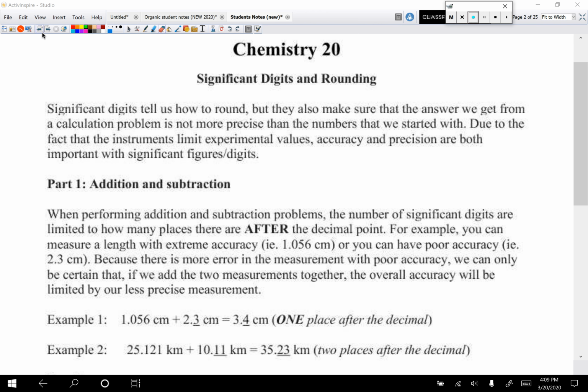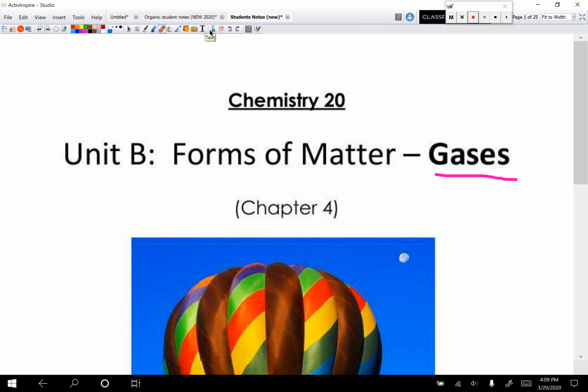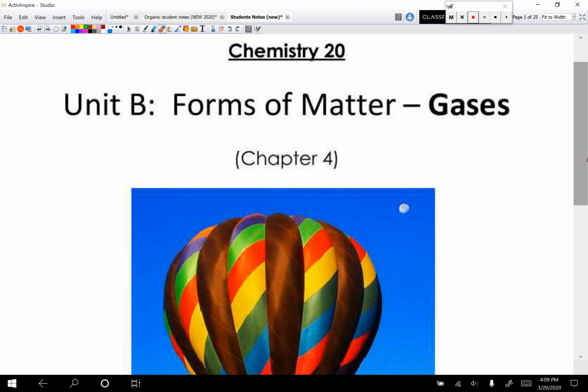So, of course, we're in a unique situation right here where you're going to have to try to learn on your own. I'm going to be guiding you through the notes. Now, I know you don't have this note package with you right now: Unit B, Forms of Matter, with a specific focus on gases. However, the PDF is up on Google Classroom.